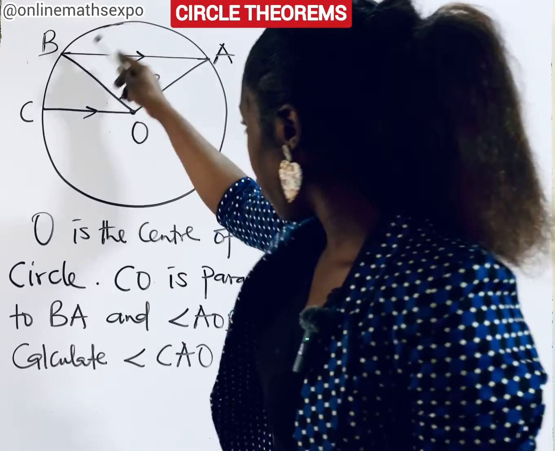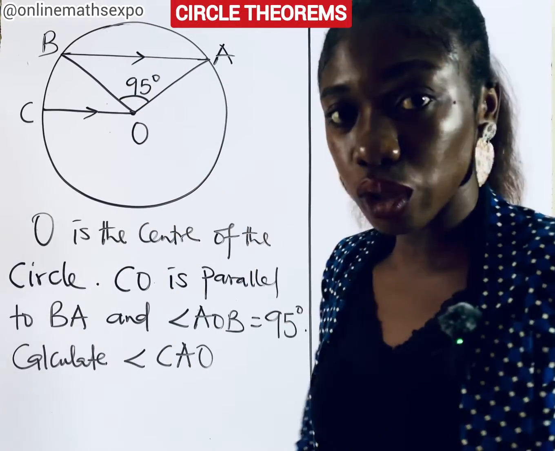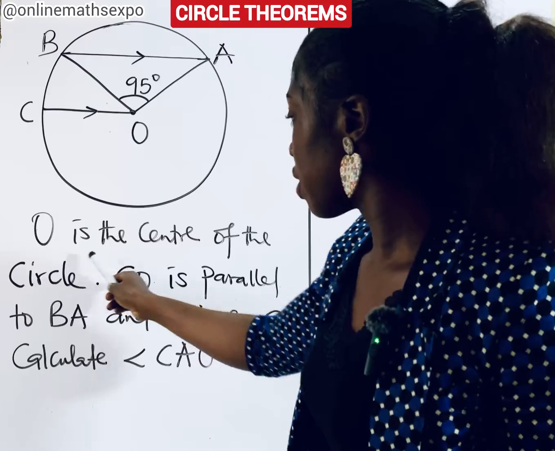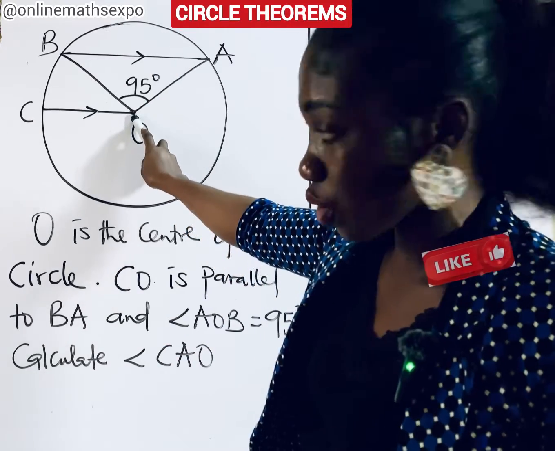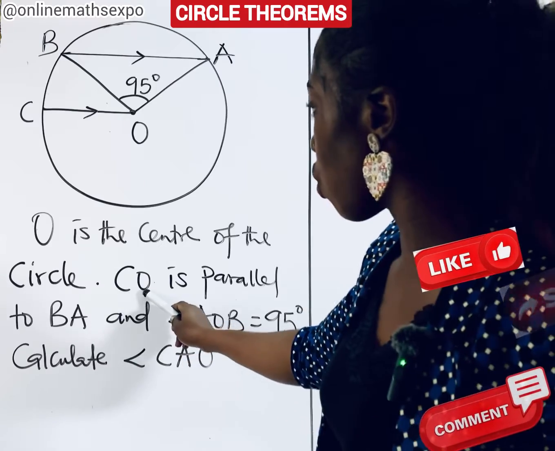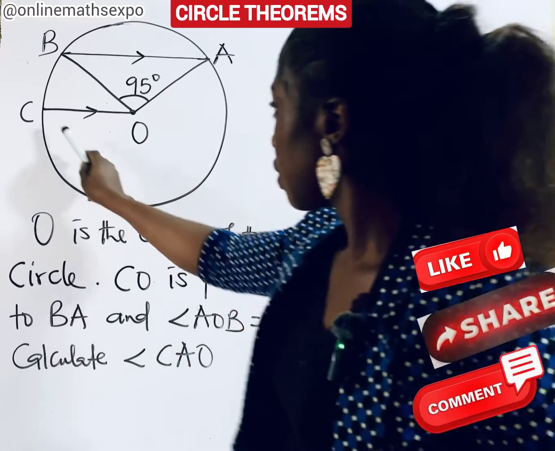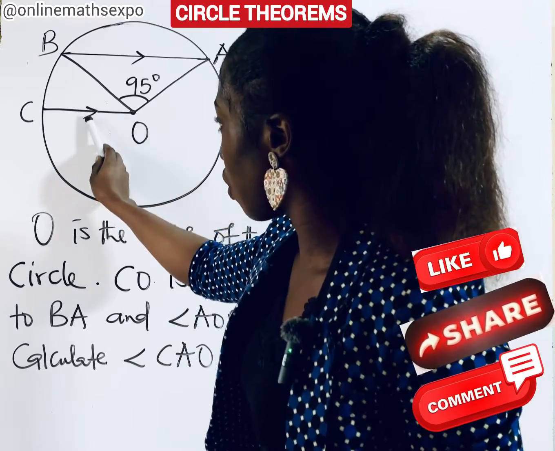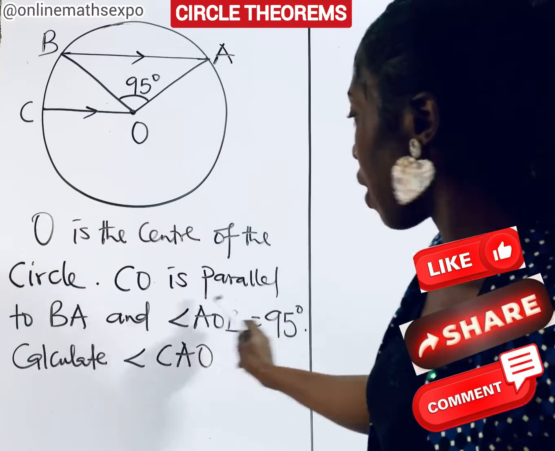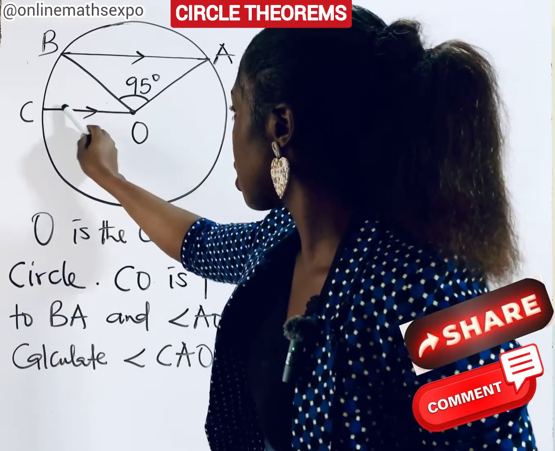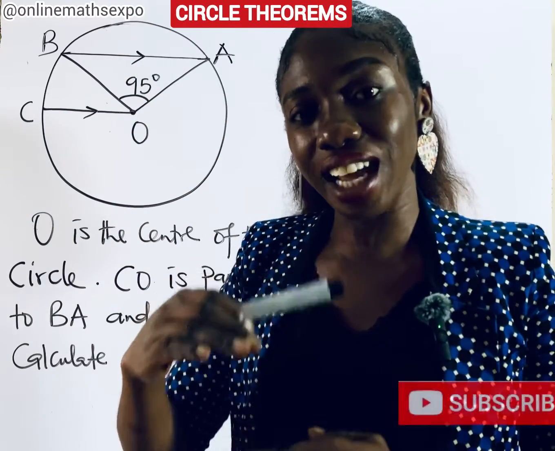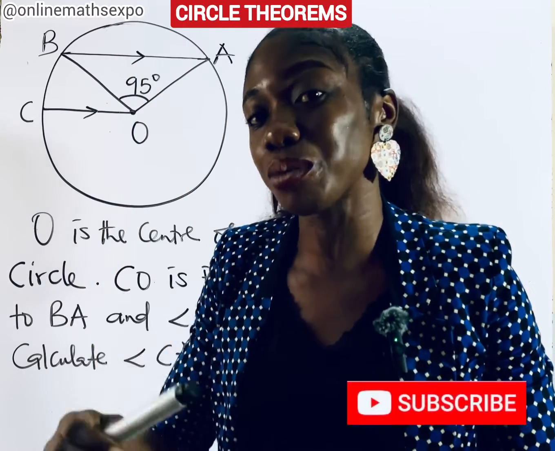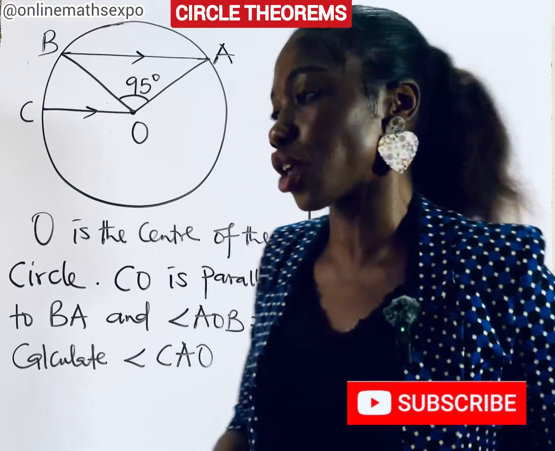This is what we are given, and we are told, let's read together. O is the center of the circle. This circle, if you look at it, you see where O is positioned. CO, you see the symbol of parallel, is parallel to BA. This line and this line are parallel. And when you have parallel lines, just remember your angles formed on parallel lines. Okay, I'm going to help you.